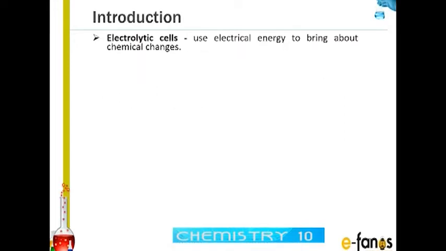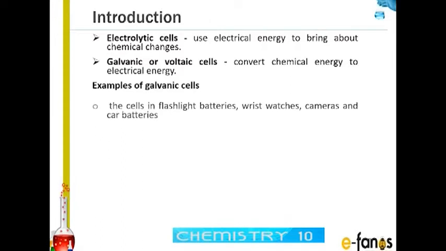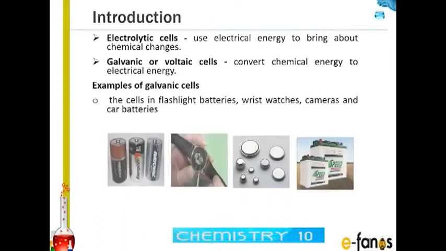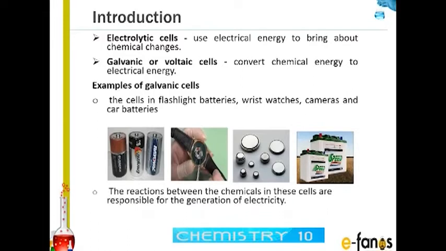In the case of electrolytic cells, we use electrical energy to bring about chemical changes, while in galvanic or voltaic cells, we convert chemical energy into electrical energy. Examples of galvanic cells include many types of batteries, and the reactions between the chemicals in these cells are responsible for the generation of the electricity.